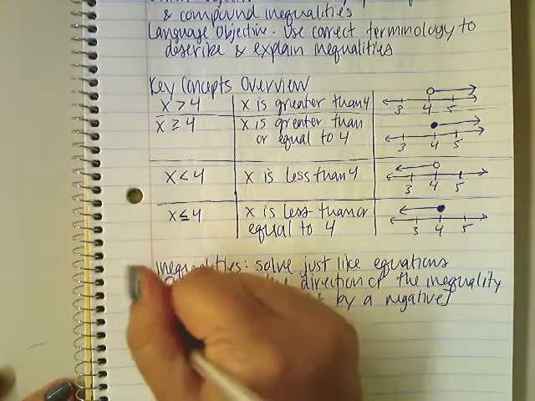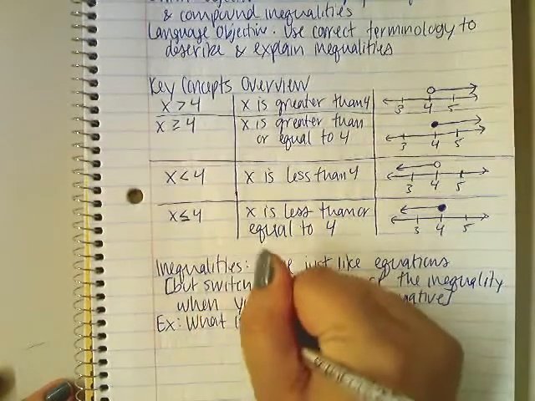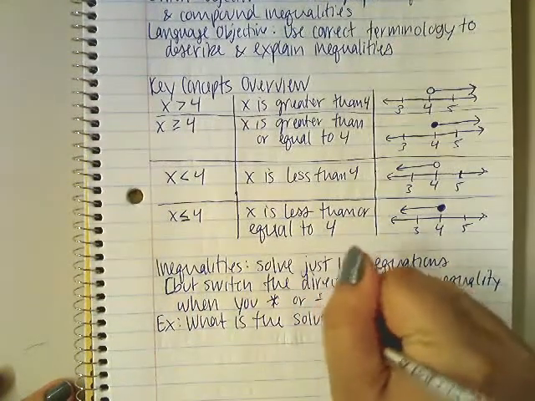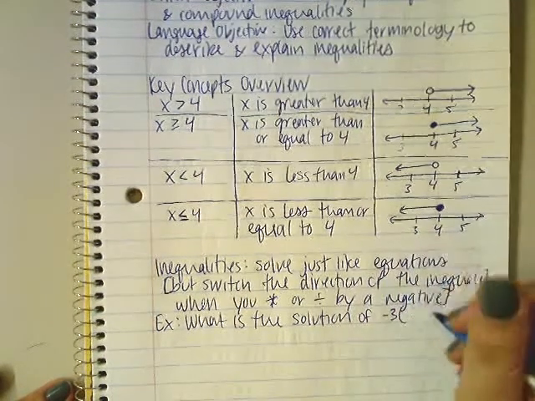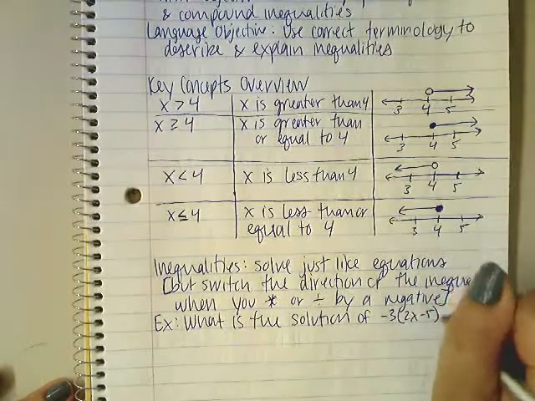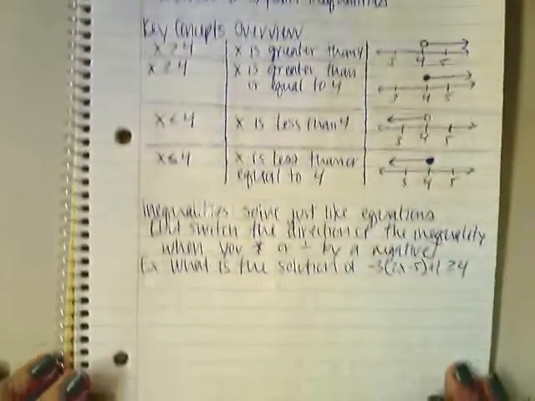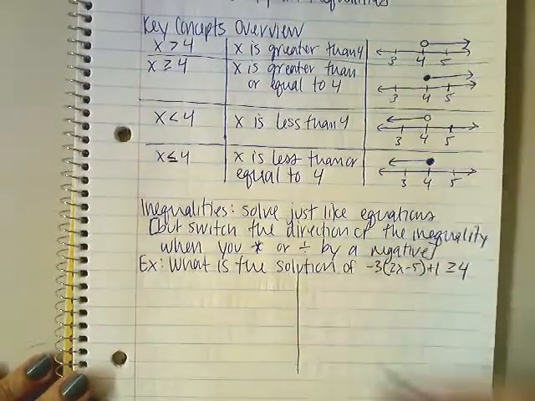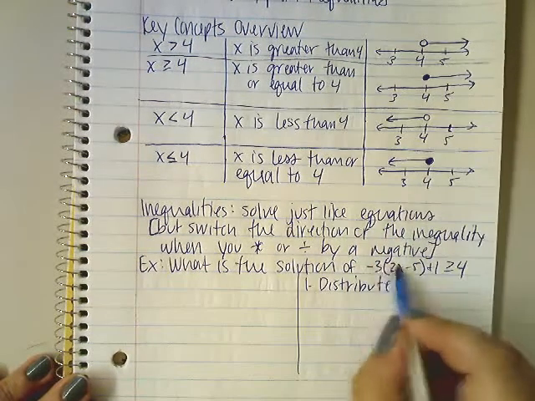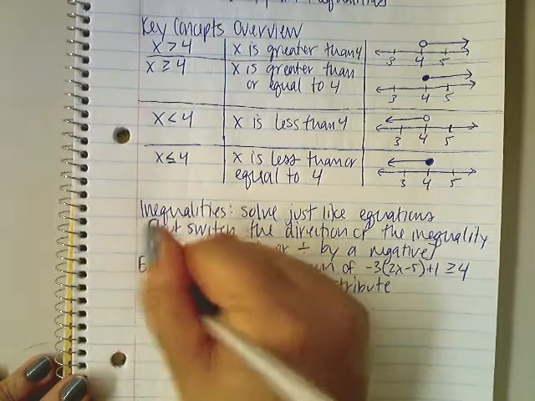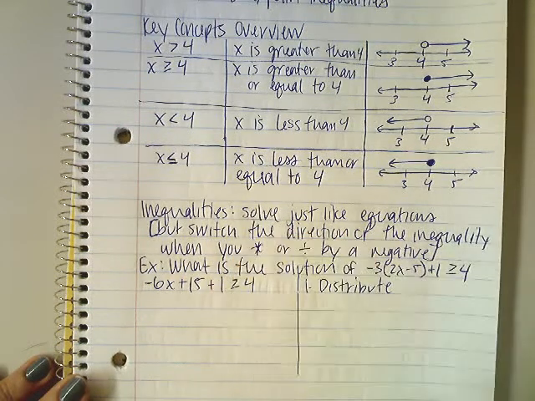So I'm going to do a quick example. What is the solution of negative 3 times the quantity 2x minus 5, plus 1 is greater than or equal to 4? So this is going to be our really quick example. First thing I'm going to do, step 1, since I'm solving just like an equation, I'm going to distribute. So I'm going to distribute that negative 3 in, and I get negative 6x plus 15 plus 1 is greater than or equal to 4.